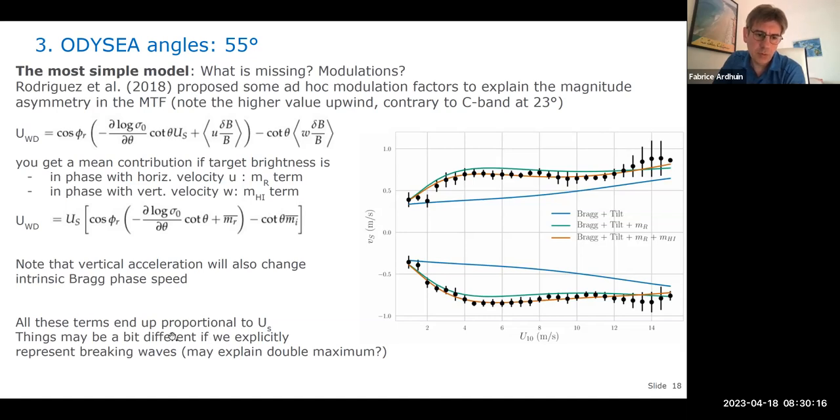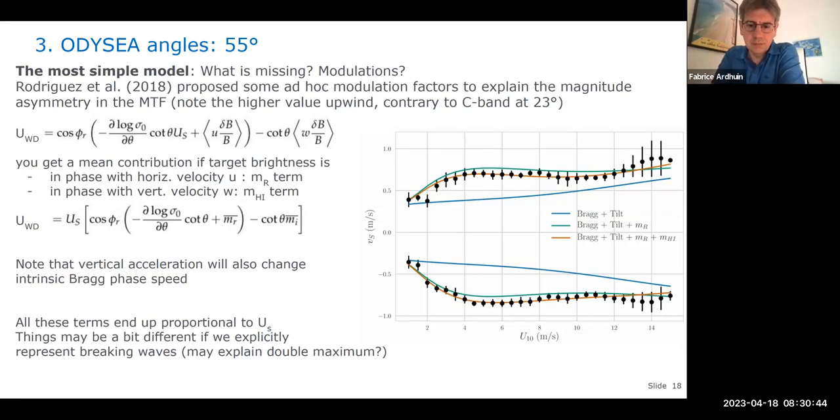Things will probably be a bit different when you actually explicitly represent breaking waves, because they don't have any good reason to scale with the Stokes drift, and maybe that will actually be more representative of the magnitude of the wave spectrum or saturation spectrum in each direction. So that might be one possibility for explaining this double maximum at two different directions, because the actual spectrum is bimodal and may do something like that.